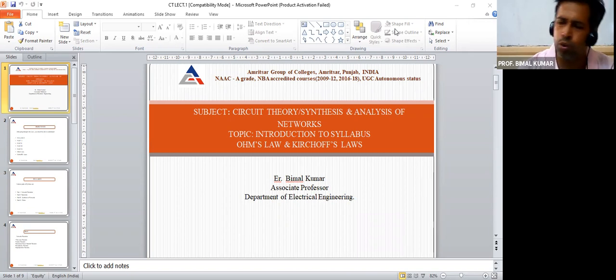Because this is somewhat of a numerical based subject, in this particular case, we will compare different techniques to calculate voltage, current, or power across any element across different parts of the network, right?